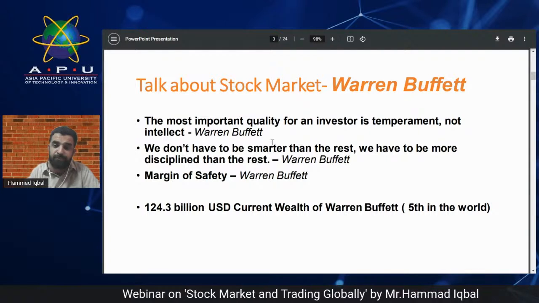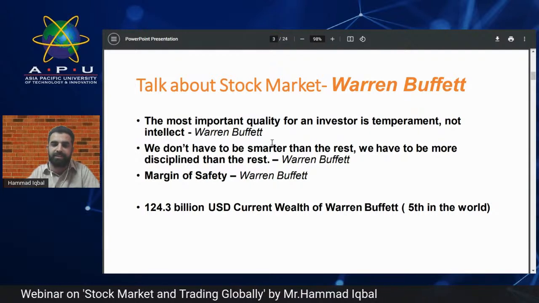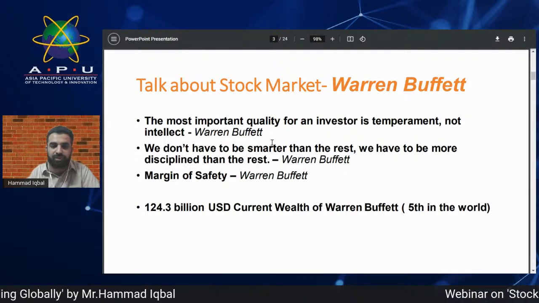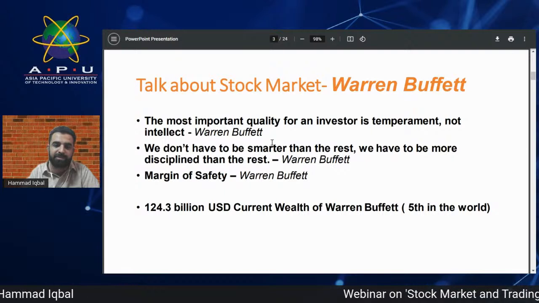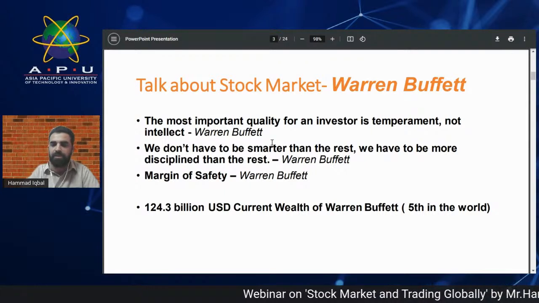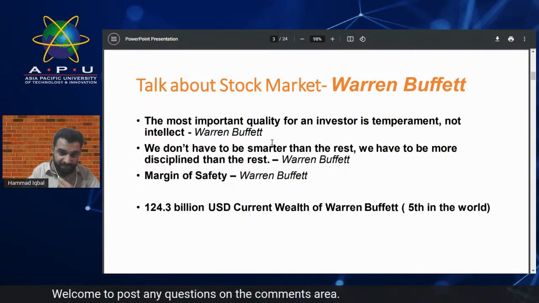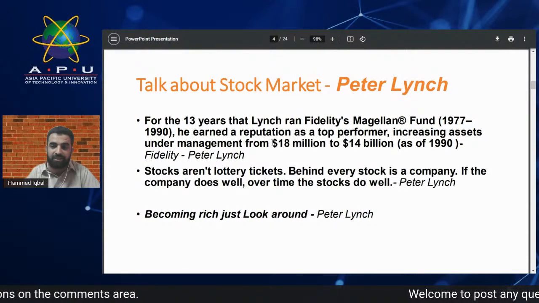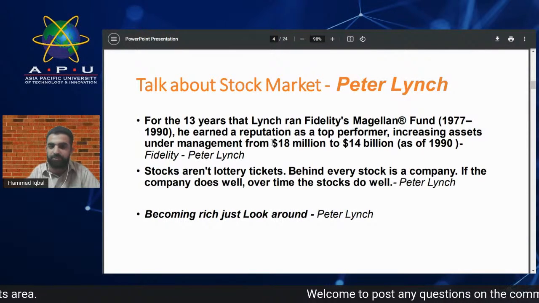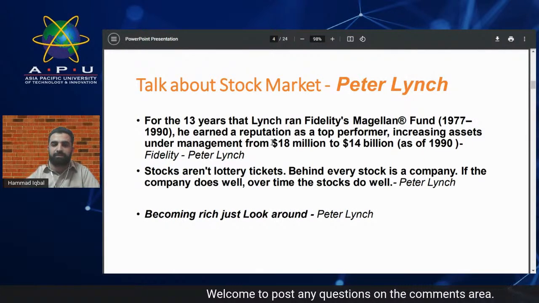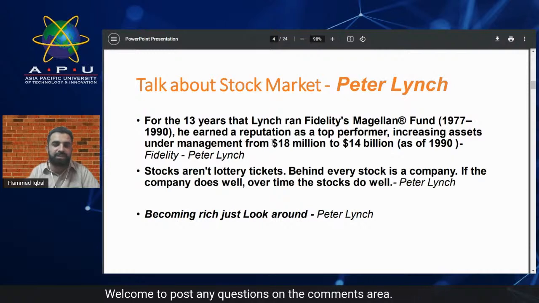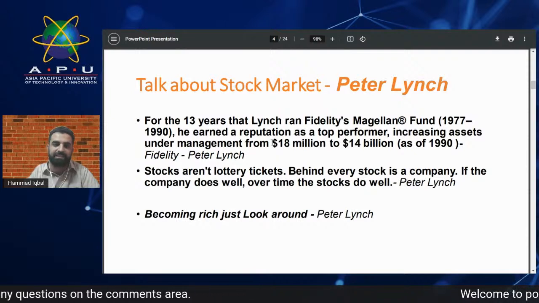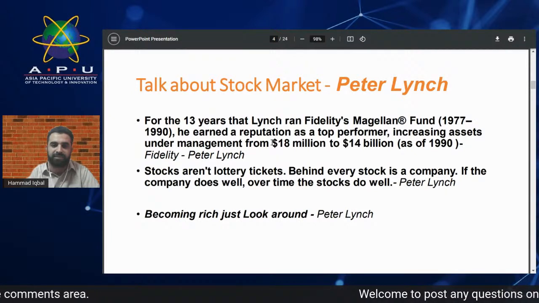Right now, he is fifth in the world in the wealthiest person list, and his worth is around 124.3 billion USD. If I move to the next person, I would like to share another person's experience so that you can know what the stock market can deliver to you. So, Peter Lynch. Peter Lynch is one of the investors. He started in 1997 with Fidelity, one of the investment companies.